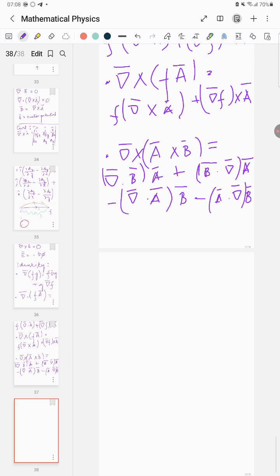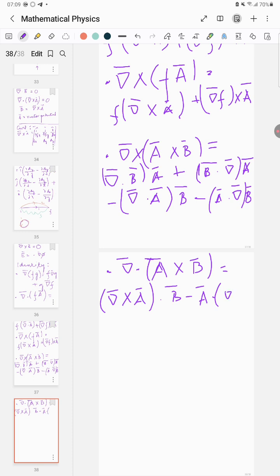Now divergence of a cross b would be curl of a into b minus a dot curl of b, is equal to b dot curl of a minus a dot curl of b. All right.